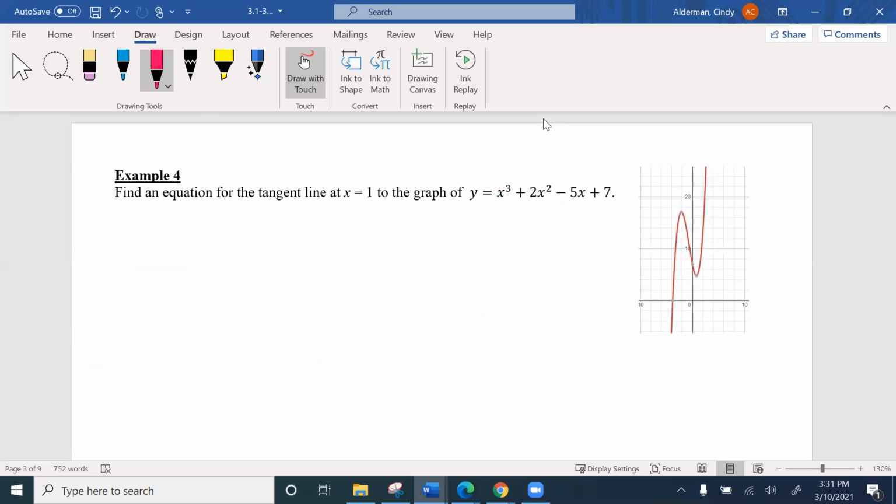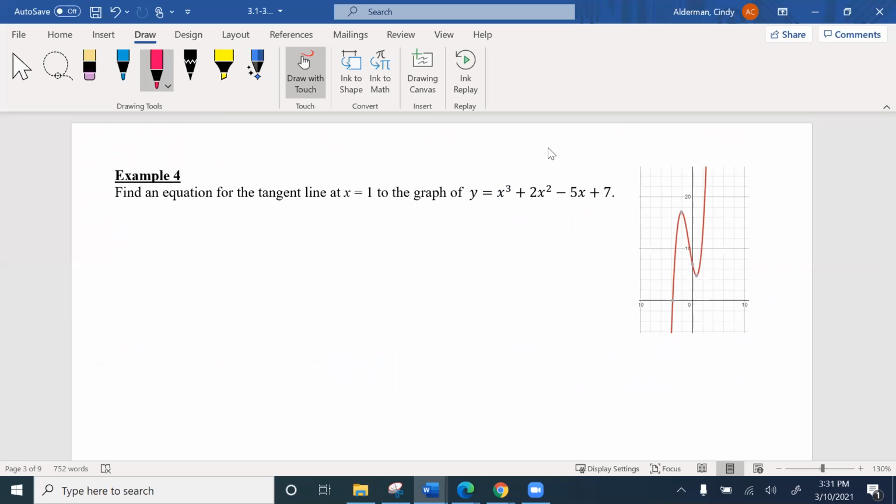Now here's an example. Remember when I first told you about this course, I told you this is more about the applications because you guys are all business majors. So it's more like understanding what the formulas mean, right? So if I ask you to find an equation for a tangent line at x equals 1, I'm asking you for the derivative at 1, right?